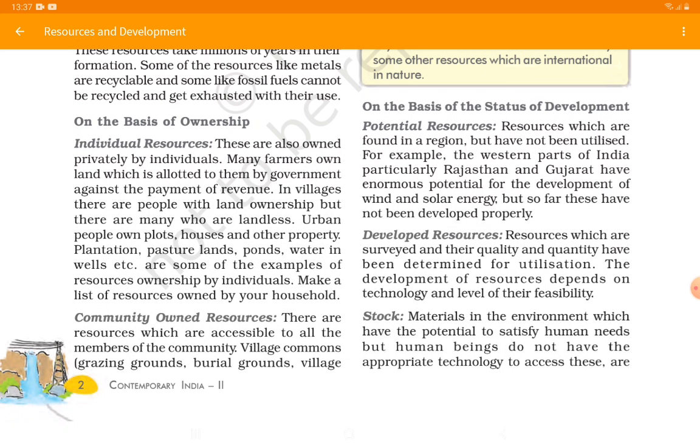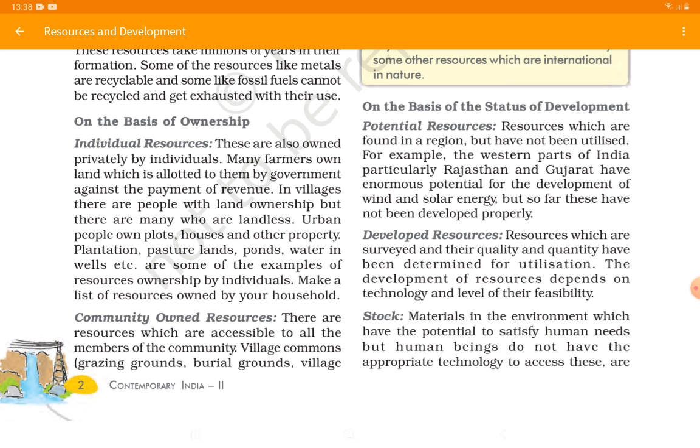Developed resources. Resources which are surveyed and their quality and quantity have been determined for utilization. The development of resources depends on technology and the level of their feasibility, means how feasible they are. Those are developed resources. Means they can be surveyed in their quantity and quality, and they can be utilized.